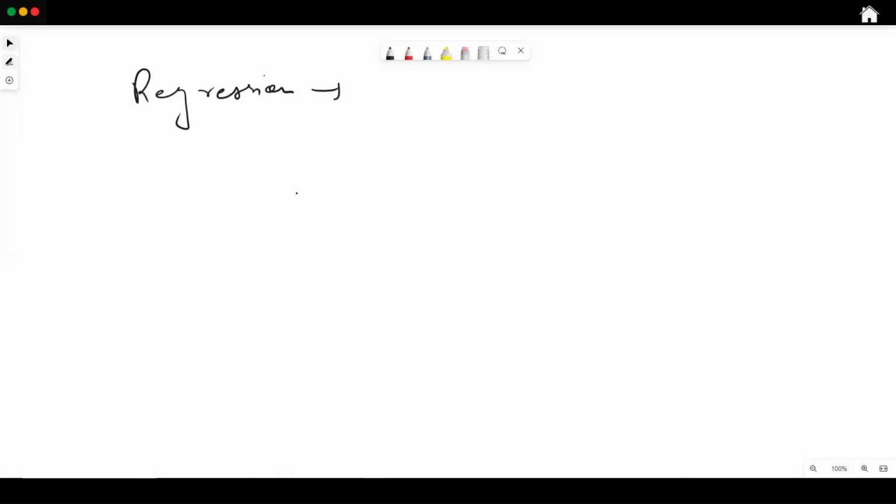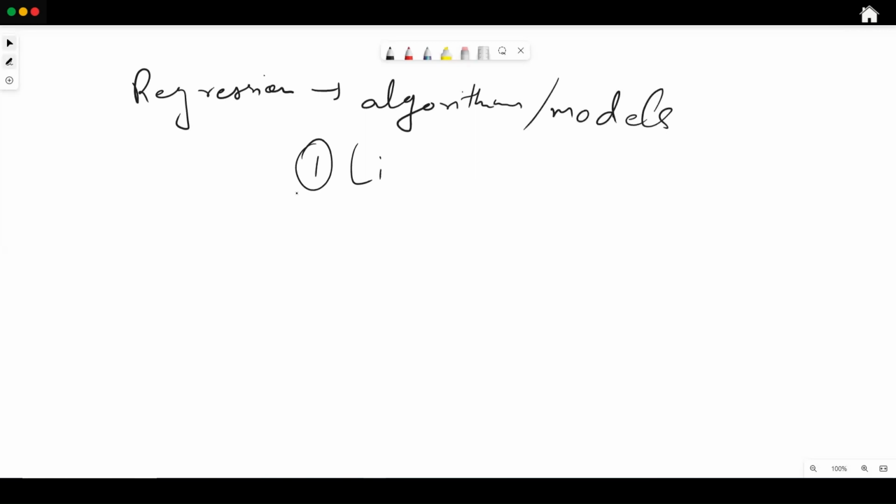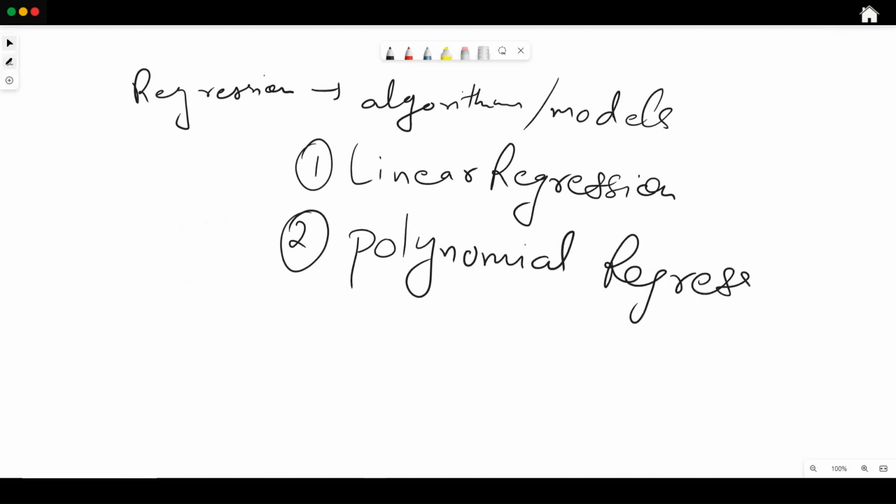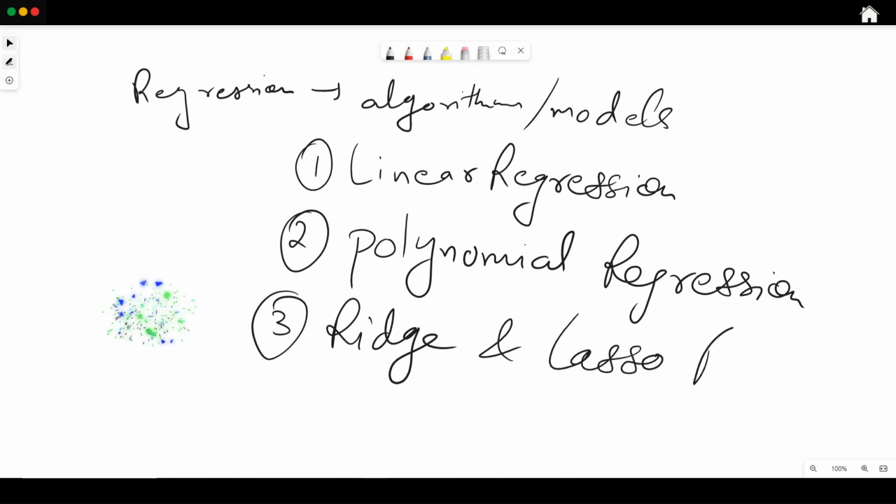But for regression, there are multiple algorithms or, let's say, models. Now which model to use? The most important and the simplest model we have is the linear regression model, guys. Other than linear regression, we have polynomial regression. I will explain the differences. We have ridge and lasso regression.